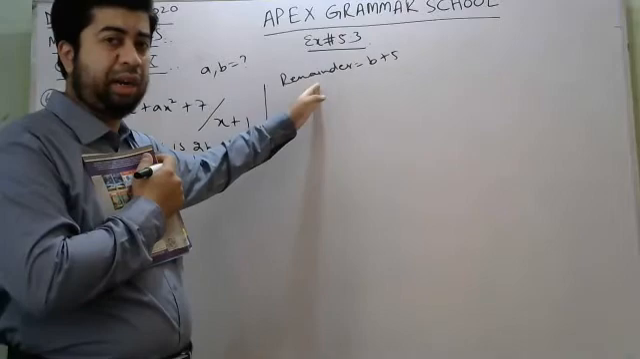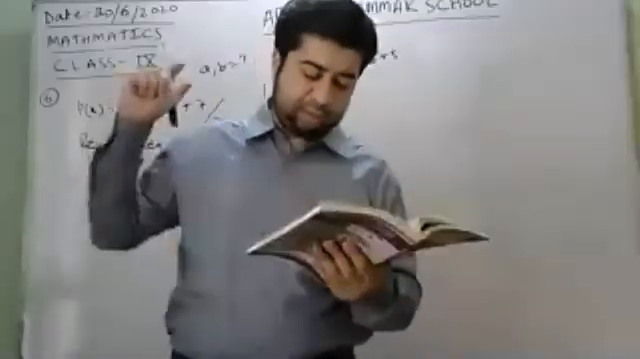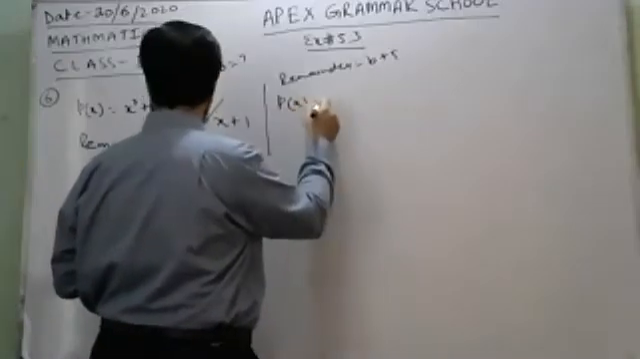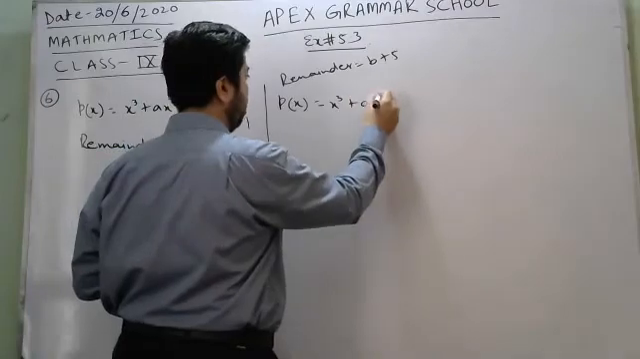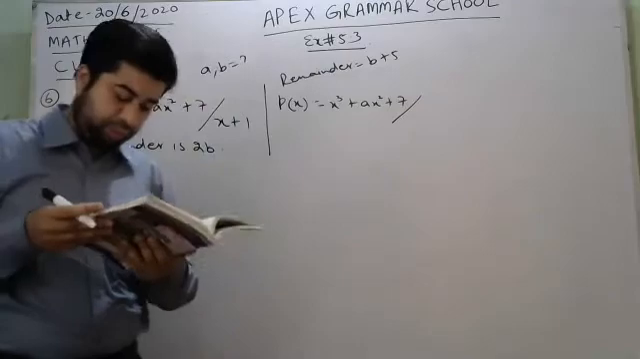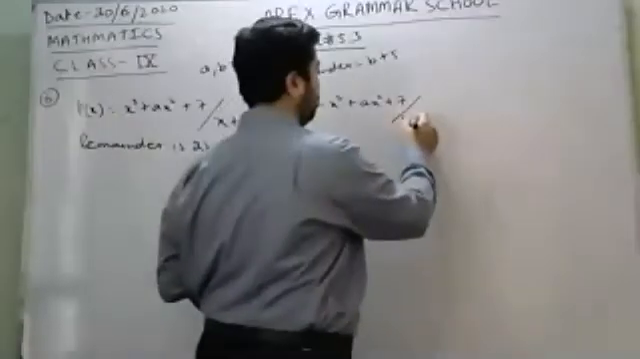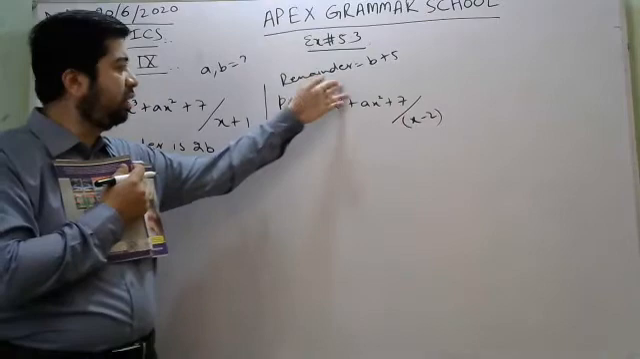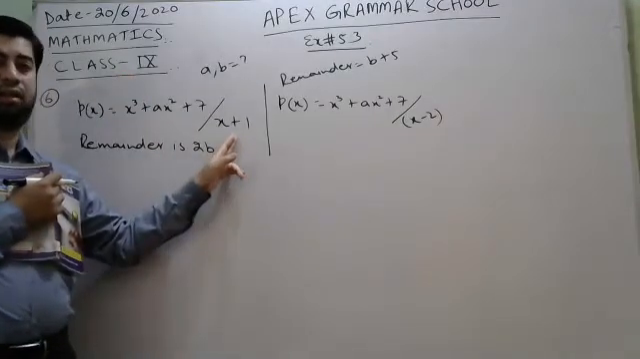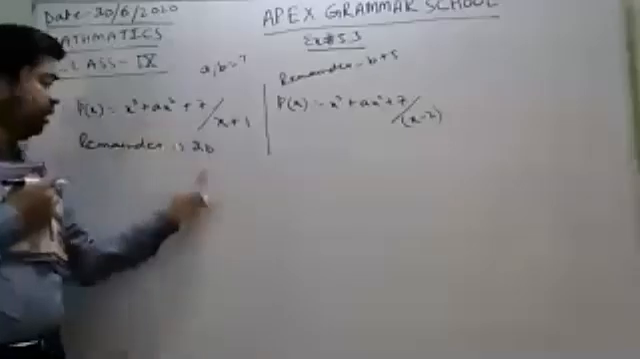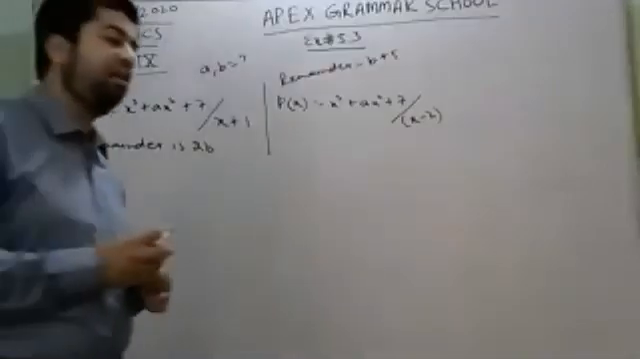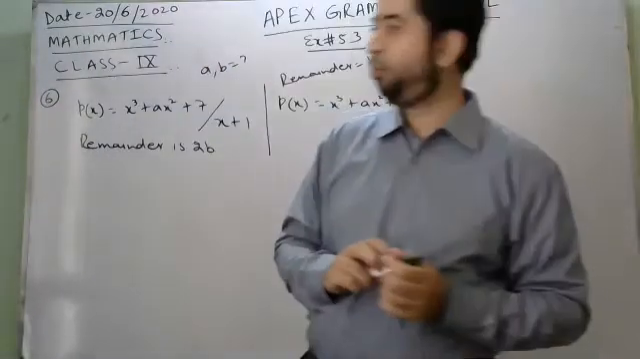How does this remainder come? When we divide the same polynomial, x cubed plus a x squared plus 7, by x minus 2, then we will get this remainder. If we divide this polynomial by this divisor, this linear expression, then we get this remainder. So for this situation, he is asking what the values of a and b are.